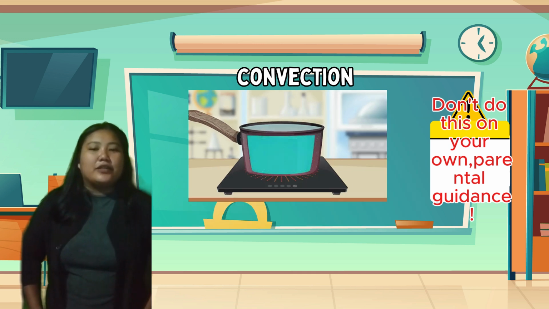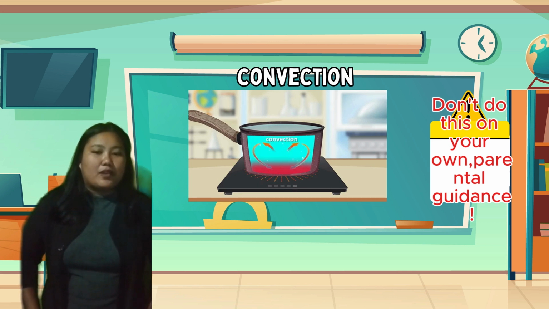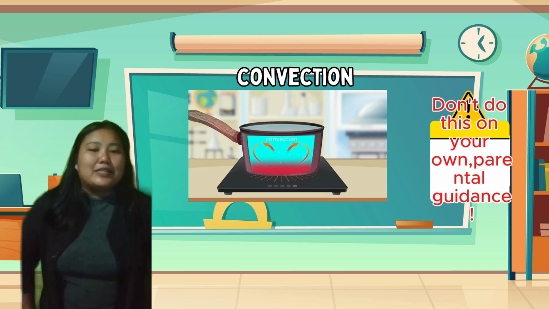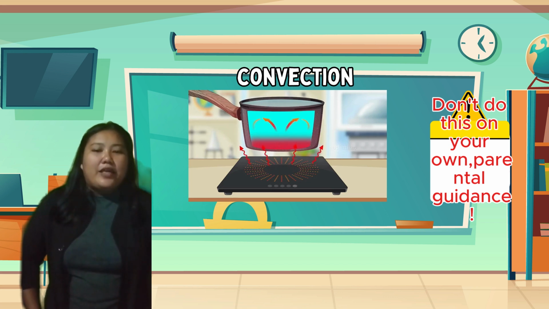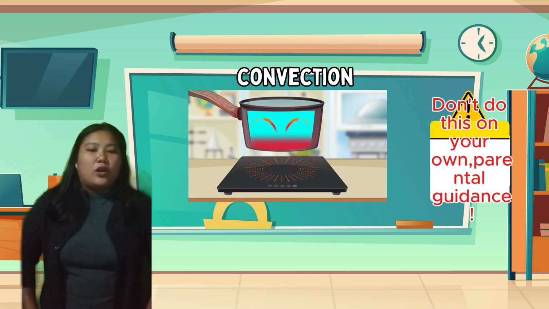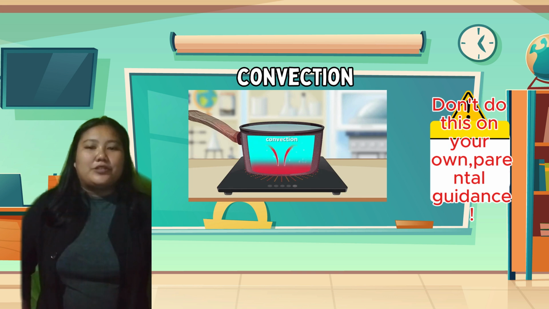And then lastly, the convection. As the water at the bottom of the pot is heated by conduction, its temperature rises and its density decreases. This less dense, warmer water rises. Then cooler, denser water from the top of the pot sinks to replace it. This creates a circular current, called the convection current, that distributes heat throughout the water. The arrows in the diagram illustrate this movement.